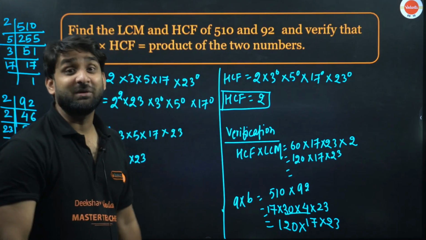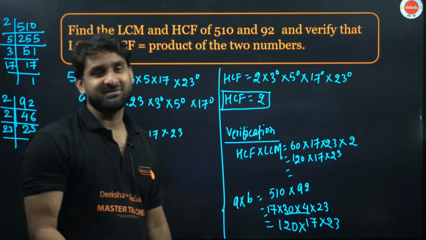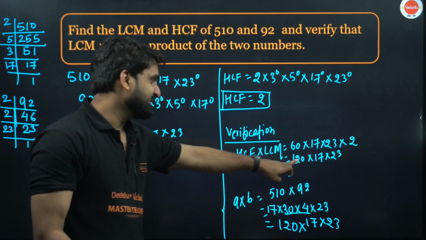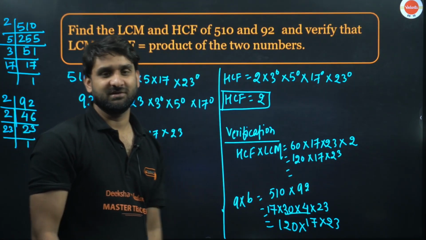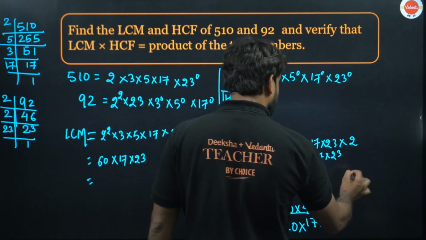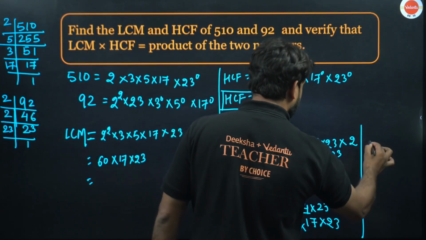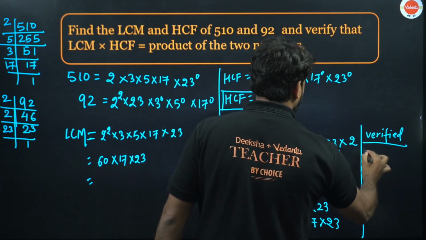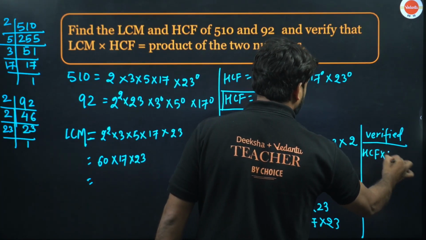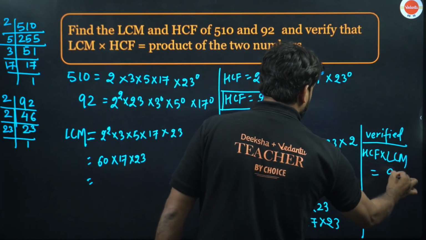So I have used my creative skills, my mathematics. If you multiply these numbers, the result will be similar. Hence verified. The product of HCF and LCM is equal to the product of the numbers itself.